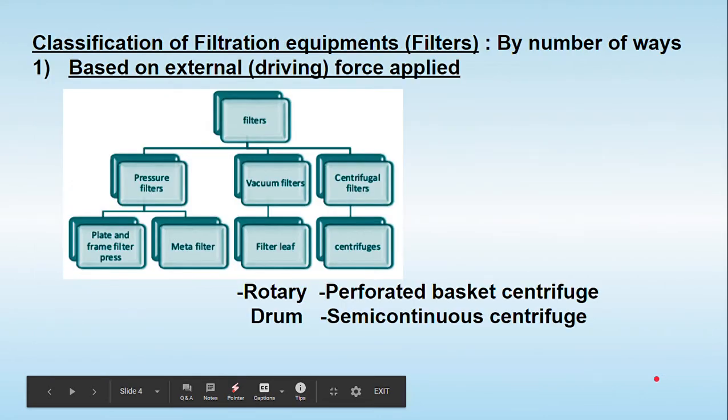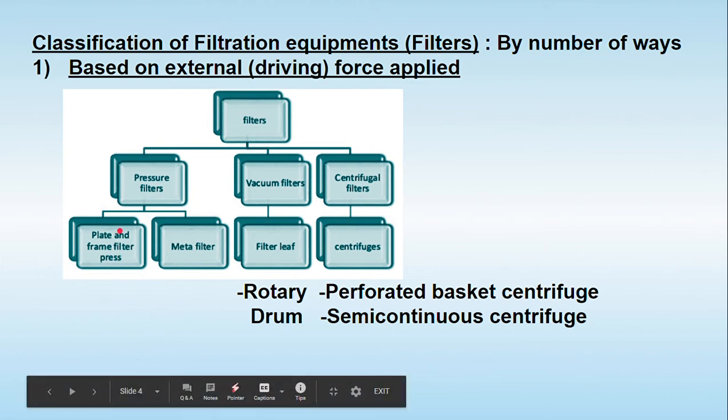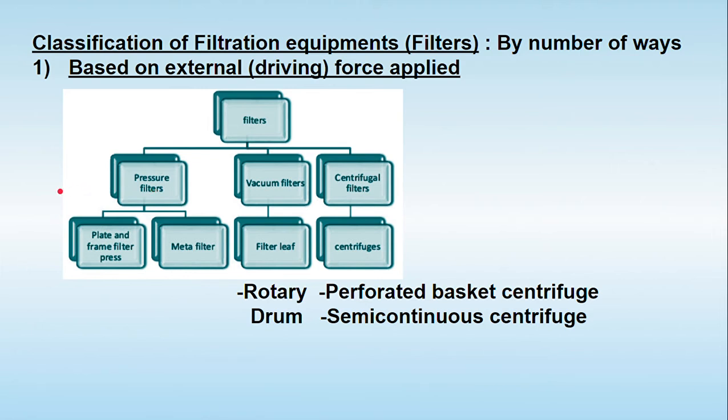So now we can classify these filters, that is the filtration equipment, in a number of ways. The first way is on the basis of the external force applied, or the driving force. As you know, if we want to increase the rate of filtration, we can apply pressure on the top, that is, increase the pressure at the inlet of the slurry, or apply suction force of vacuum at the filtrate receiver. So here the first one is called the pressure filter, in which we apply pressure at the inlet where the slurry is fed.